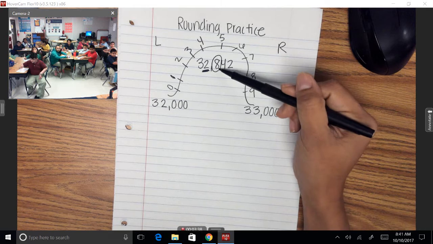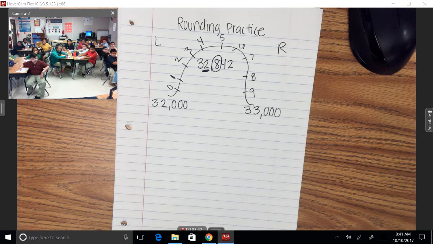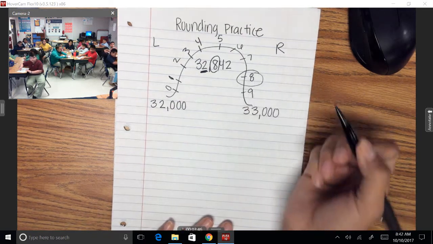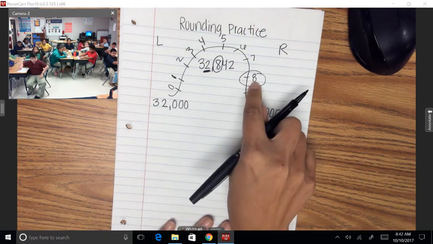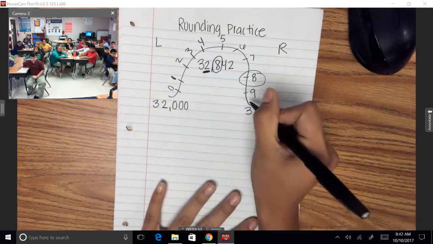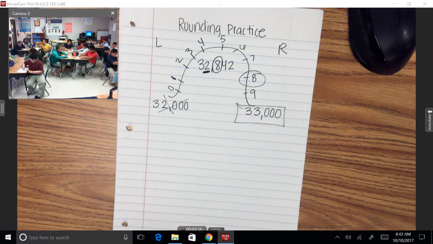So the digit that we circled in our number is also the digit we circle where? On your hill, which is over here. Now, does your 8 that you circled on your hill on the right, or is it on the left? Right. So guess what? It's that easy. 33,000 is your answer. How awesome is that?